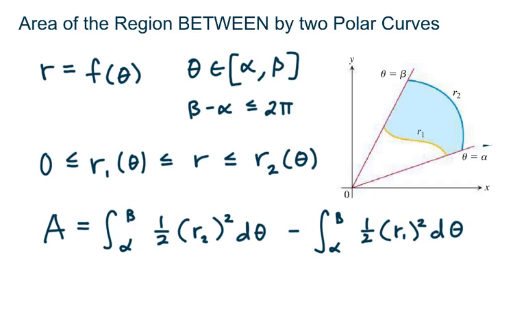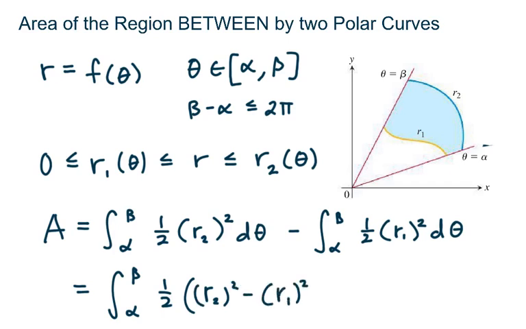So this is just like when we found the area between two curves in Calculus 1. We had an above minus a below. Here we have an outer minus an inner. And we can simplify that. We can just say this is going to be the integral from alpha to beta of 1/2 times r sub 2 squared minus r sub 1 squared d theta. All right, so let's look at an example.